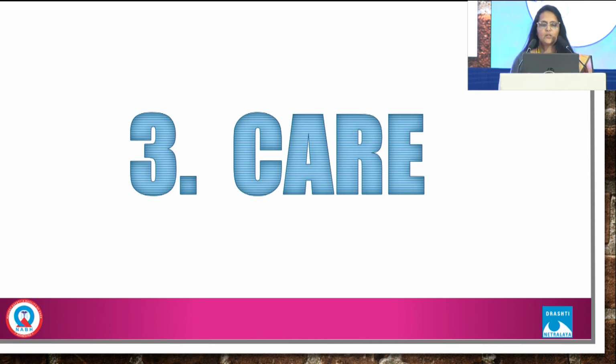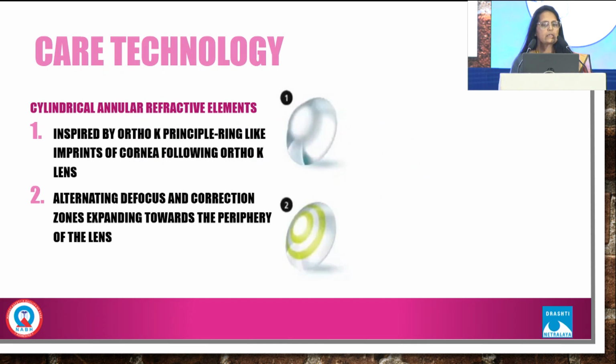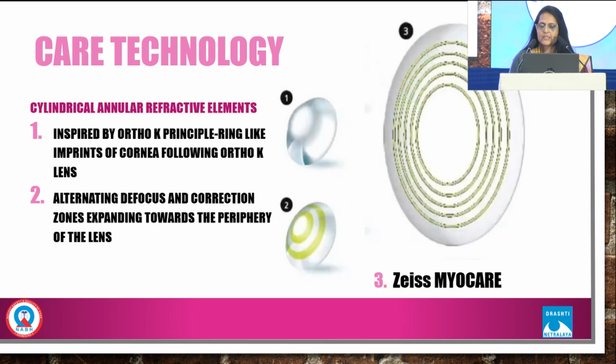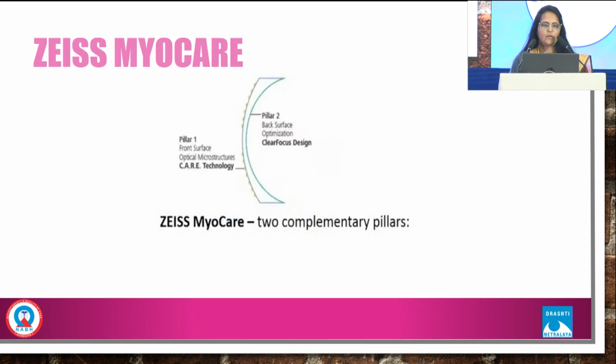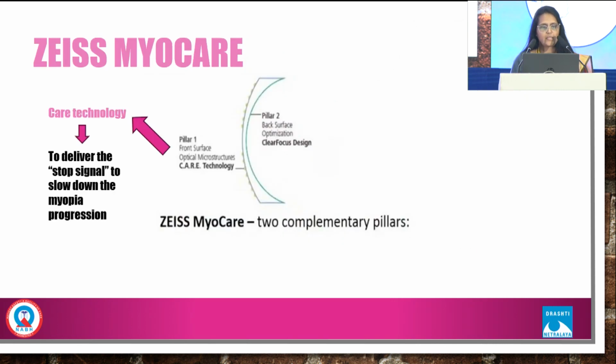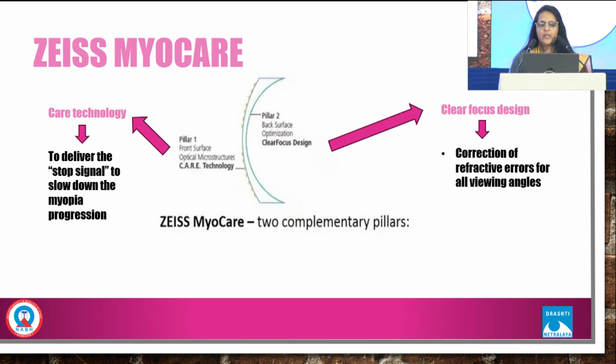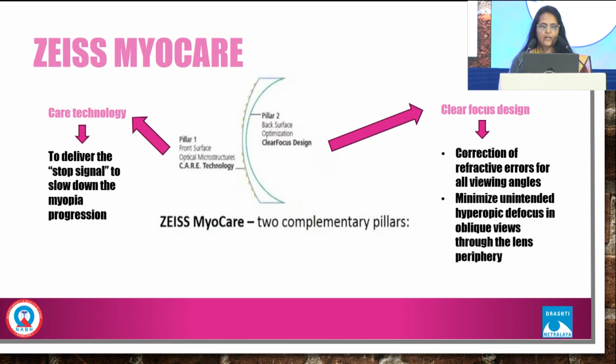So the third technology that came is CARE technology. It's a cylindrical annular refractive element inspired by the ortho-K principle, with ring-like imprints on the cornea following ortho-K, alternating defocus and correction zones expanding towards the periphery. This is Zeiss MyoCare technology. It has two pillars. Pillar 1, the anterior pillar, which has CARE technology to deliver the stop signal, and the posterior pillar, which is a clear focus design for correction of the refractive error.